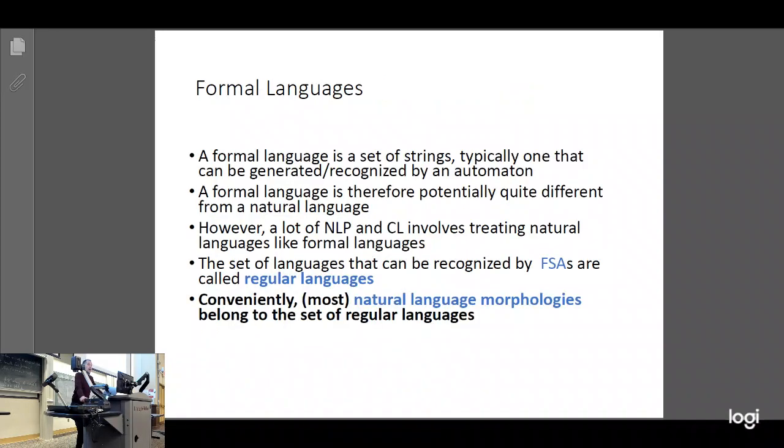Another thing we need to talk about briefly is the subject of formal languages. A formal language is just a set of strings. It's typically one that you can recognize or generate with an automaton.